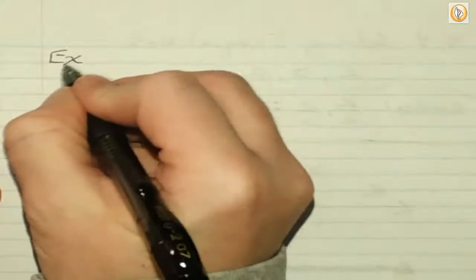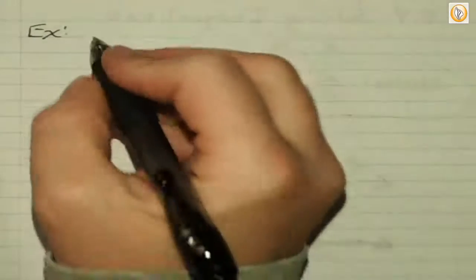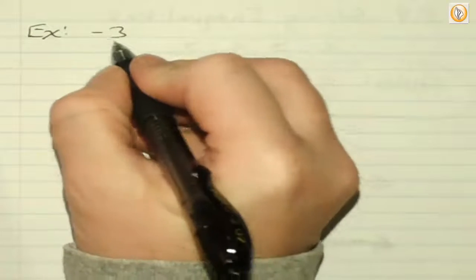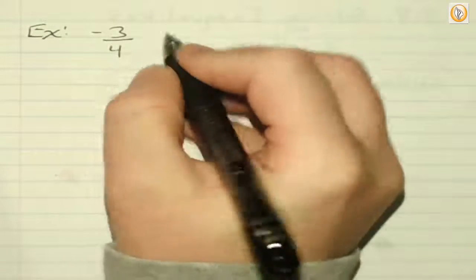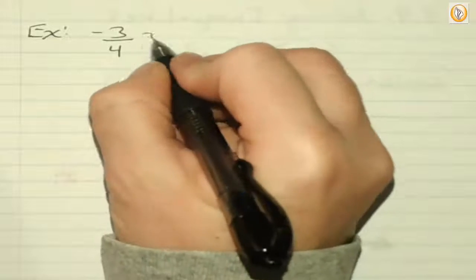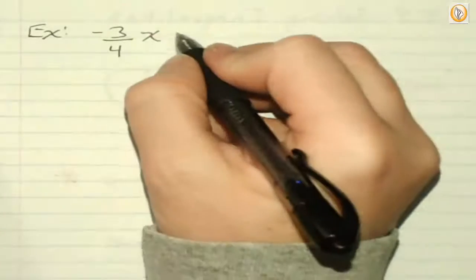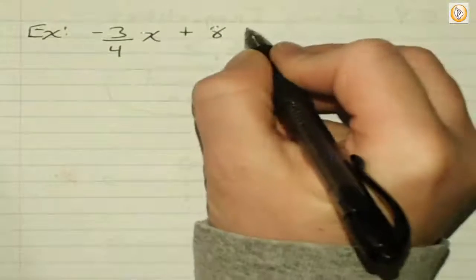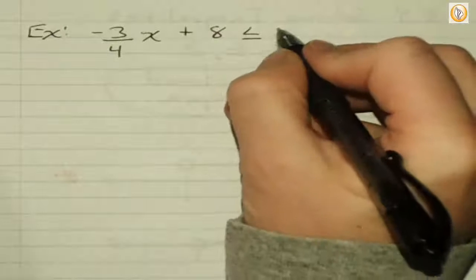Let's do another. Is there enough room for what we're about to do? This next one, well, it depends on how small you write. This next one's going to take me about half a page. Okay. -3/4 times x, plus 8 is less than or equal to 23.